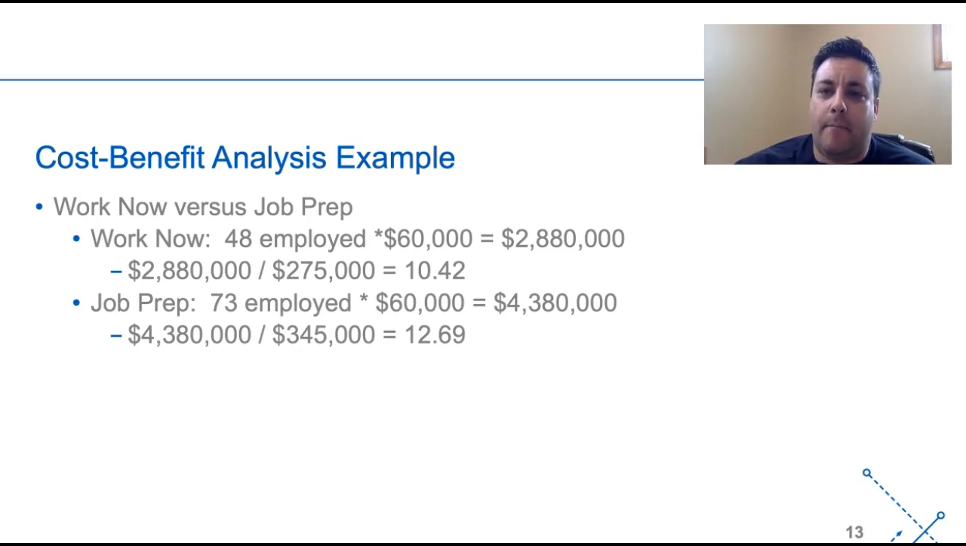Now, to be honest, both of these cost-benefit ratios are far in excess of 1. In fact, even what the Work Now program is telling us is that for every dollar invested in the program, you're getting a benefit of $10.42. That's pretty outstanding, and my sense is that a stakeholder would like to fund that. Job Prep, on the other hand, is telling us that for every dollar invested, you're seeing a return of $12.69, almost $13. Again, that's also outstanding, and my sense is that most stakeholders would want to fund that.